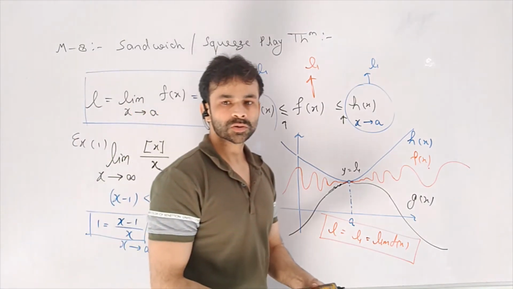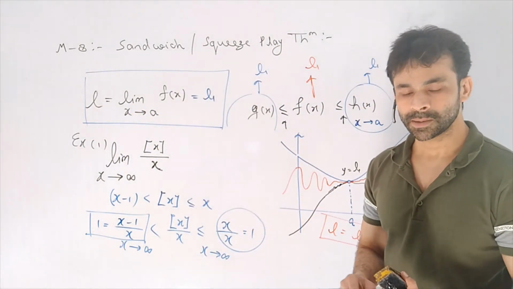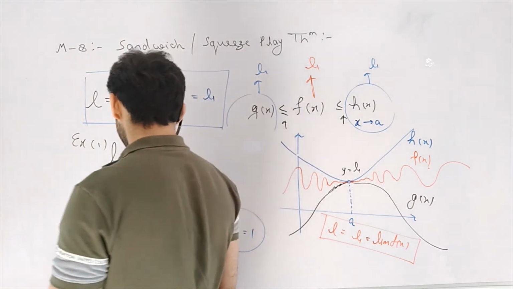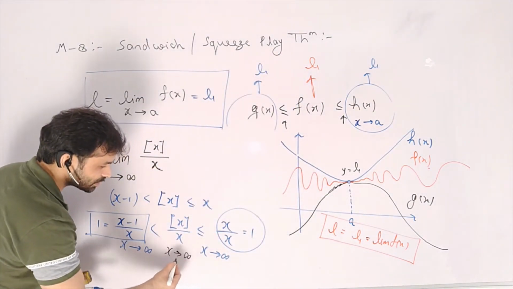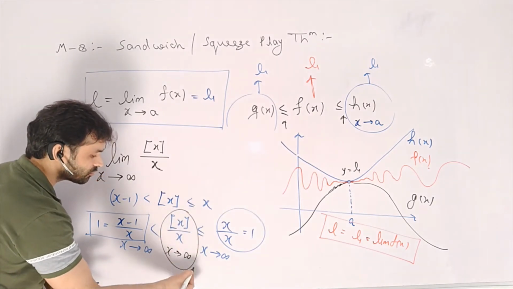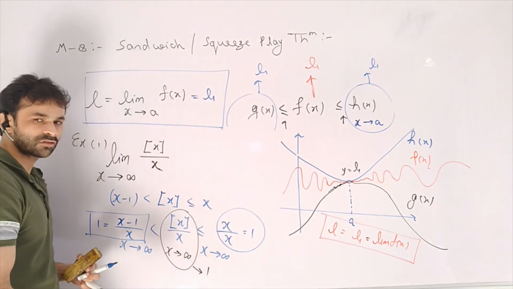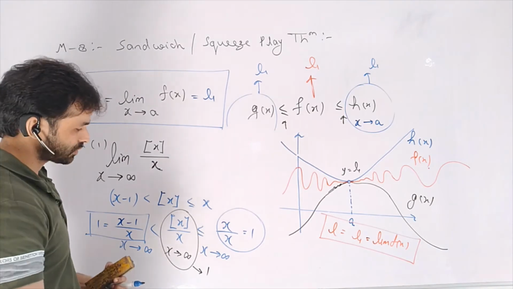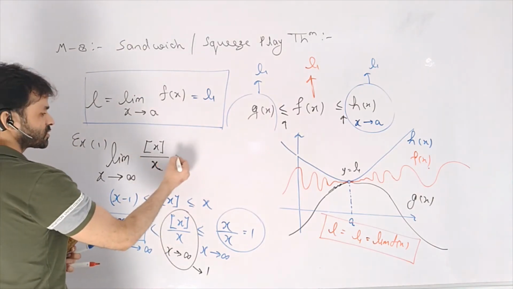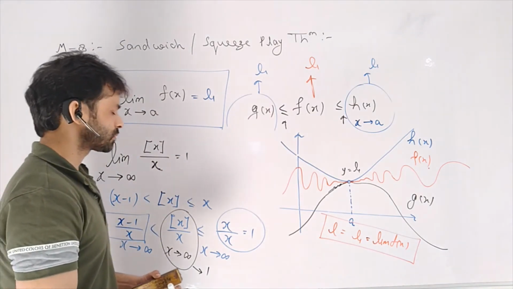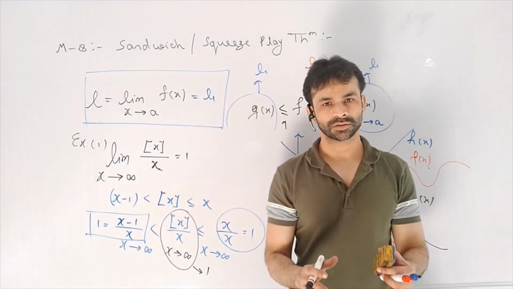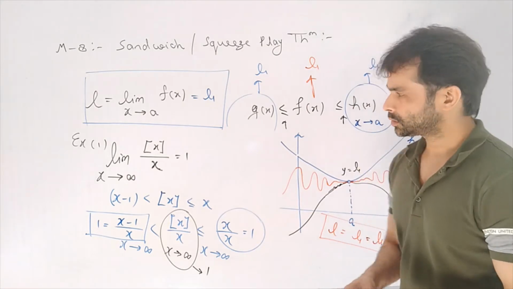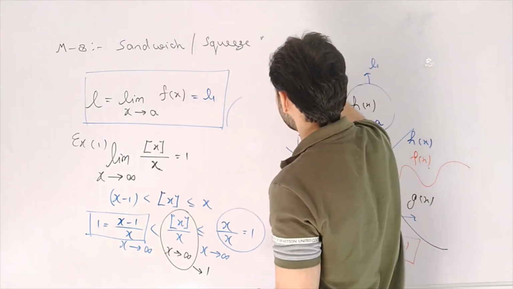So this means what? By sandwich theorem you can say the limit of this thing for x tends to infinity will be again the same, that is 1. So the limit of this function is 1. This way you have to apply sandwich theorem. This is the way. We'll see through 1-2 more problems.